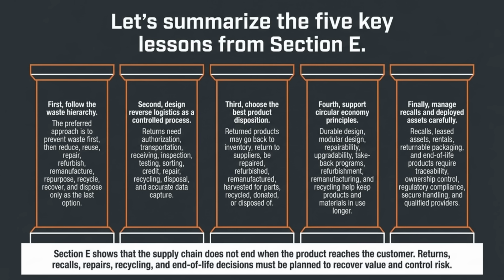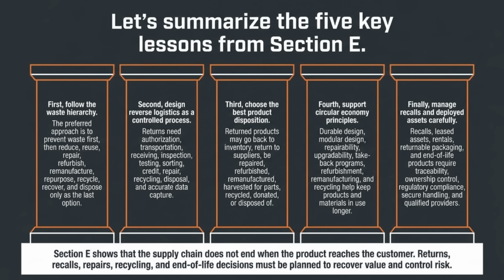Let's summarize the 5 key lessons from Section E. First, follow the waste hierarchy. The preferred approach is to prevent waste first, then reduce, reuse, repair, refurbish, remanufacture, repurpose, recycle, recover, and dispose only as the last option. Second, design reverse logistics as a controlled process. Returns need authorization, transportation, receiving, inspection, testing, sorting, credit, repair, recycling, disposal, and accurate data capture.